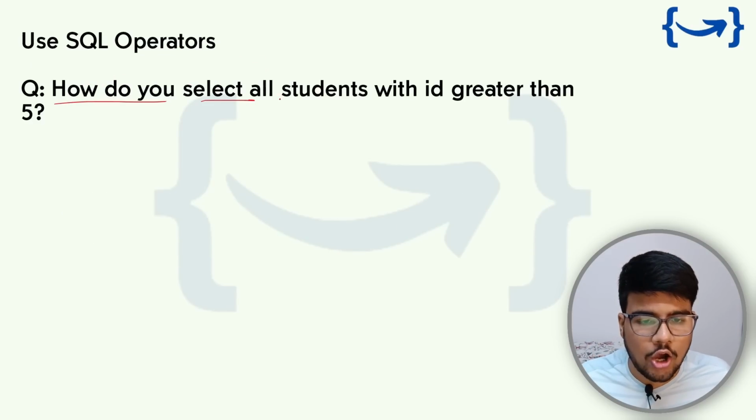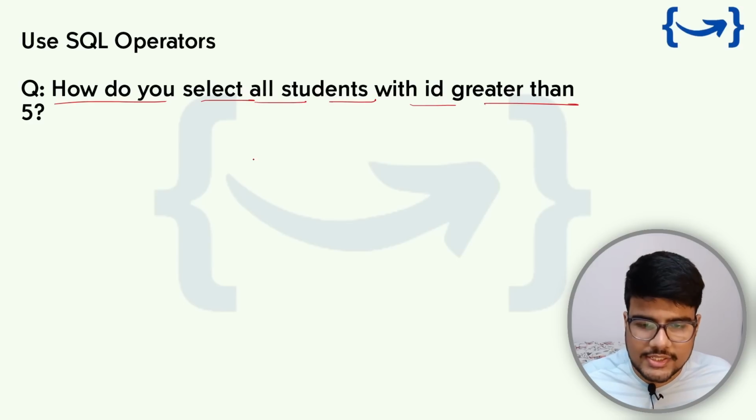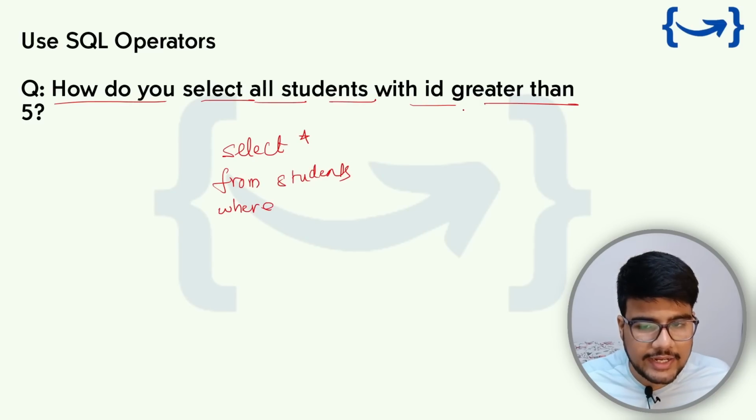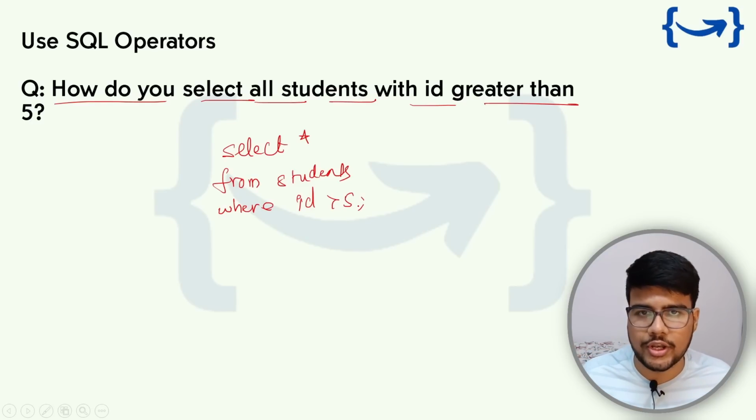How do you select all students with ID greater than 5? Very easy question. If you want to select all data, so select star from, where I need to select from? My students table. Fantastic. Where my what? ID should be greater than 5. And this is a very easy query that you need to write.